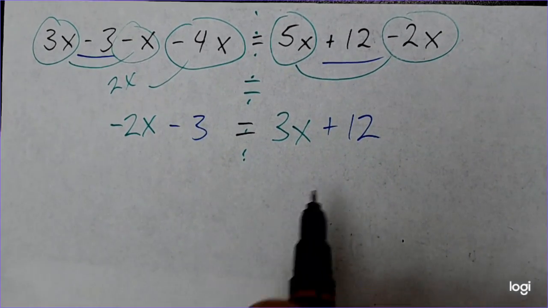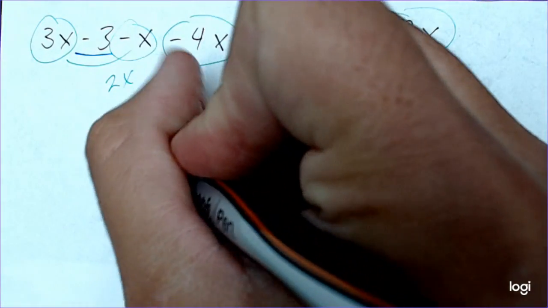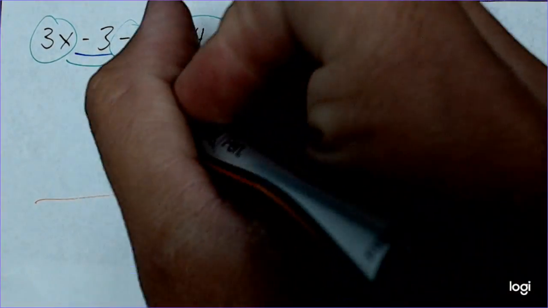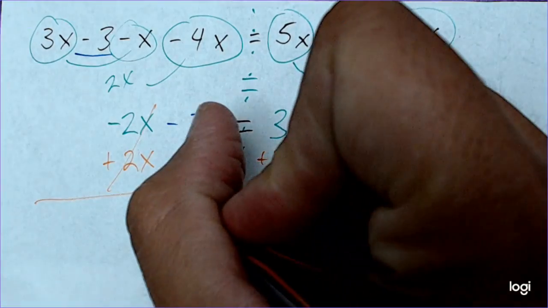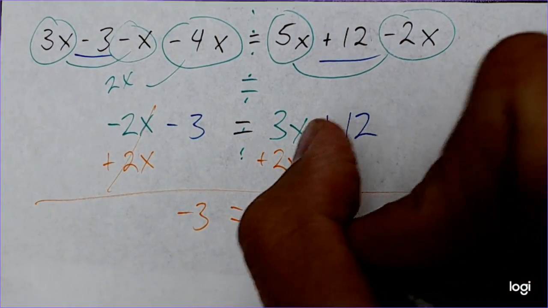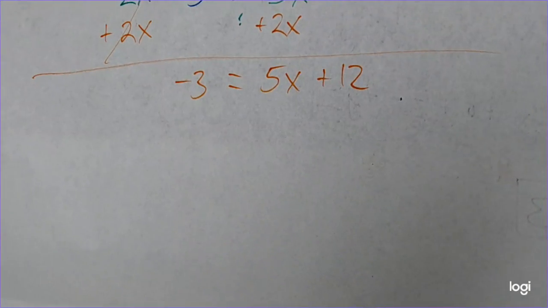So I'm going to move this x over here. The opposite of minus 2x is plus 2x, right? Because I'm doing this backwards. That's going to cancel. Negative 3 stays the same. I bring down the equal sign. 3x plus 2x gives me 5x. Plus 12. Great. Now I can start solving.